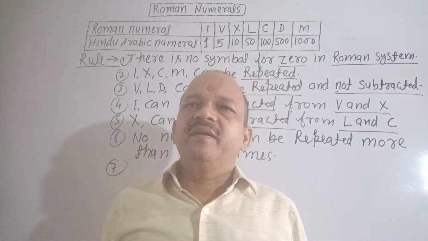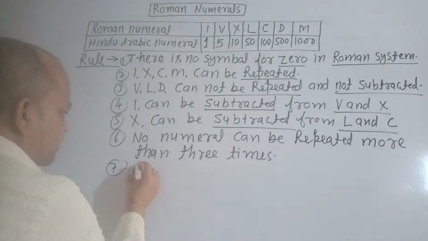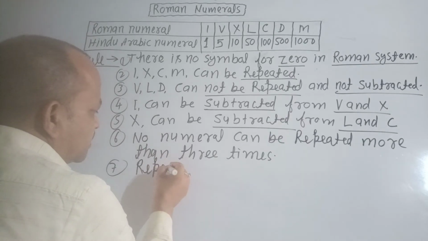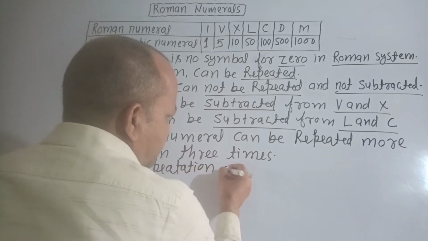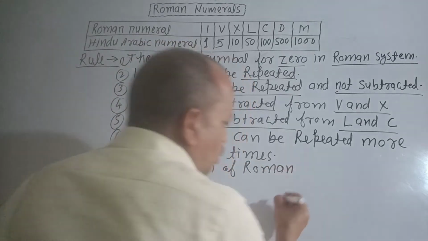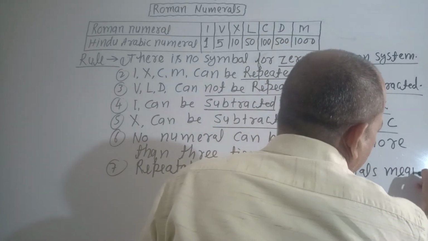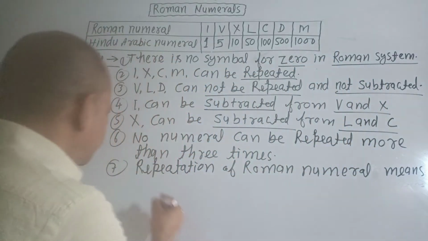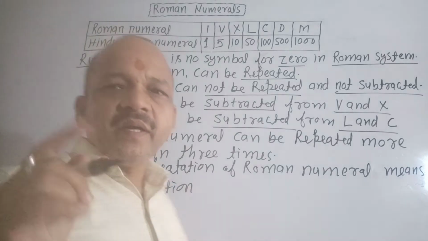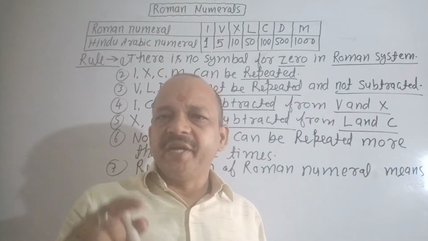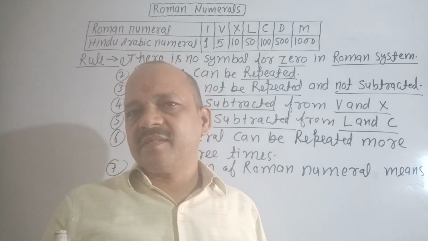Rule number 7. Repetition of Roman numerals means addition. For example, I, X 3 times. Clear?